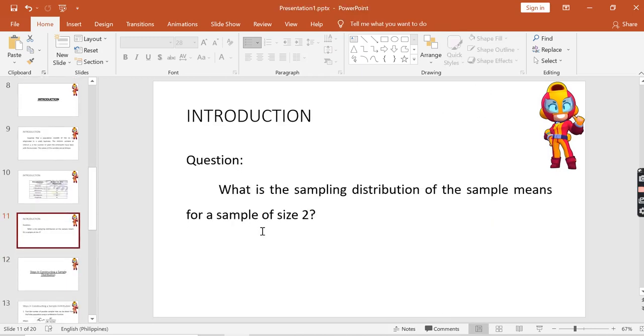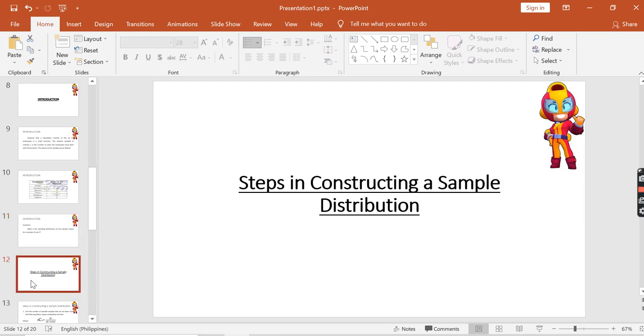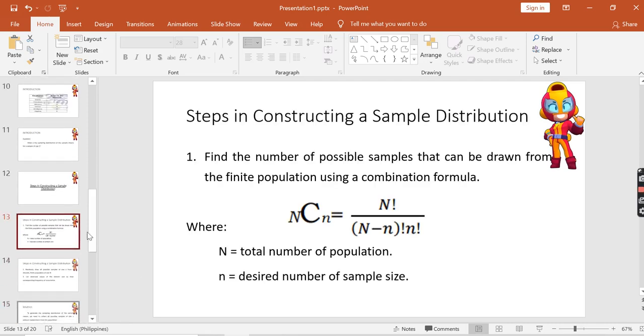Now, the question: what is the sampling distribution of the sample means for a sample of size 2? Before we can answer this question, we must know the steps in constructing a sampling distribution. So, let's identify the steps. First, we must find the number of possible samples that can be drawn from the finite population using a combination formula. There's a formula for the combination and for the permutation as well.